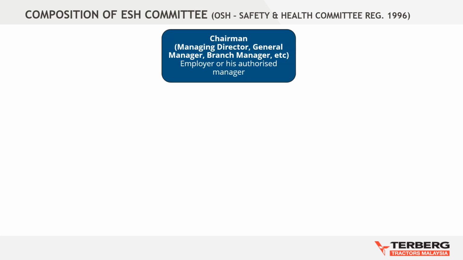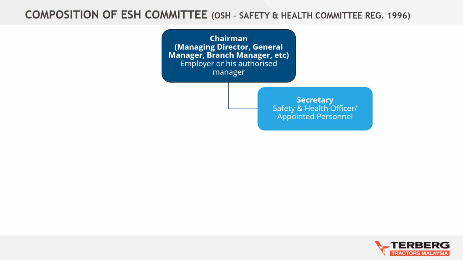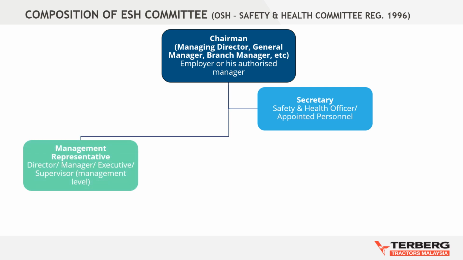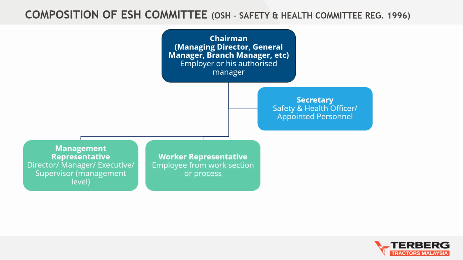How ESH Committee members are formed is as shown in this diagram. The organization's chairman chairs each formation of the ESH Committee. A chairman is a person who holds the highest position in the company, such as the managing director, branch manager, etc. Next, the appointed secretary must be safety and health officer or appointed personnel. The members are represented by management representatives such as directors, executives, and supervisors from the management level. At the same time, worker representatives are employees from work sections or processes.